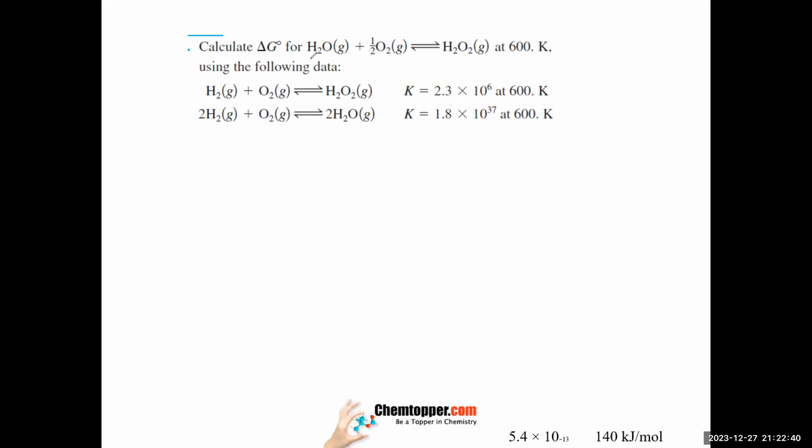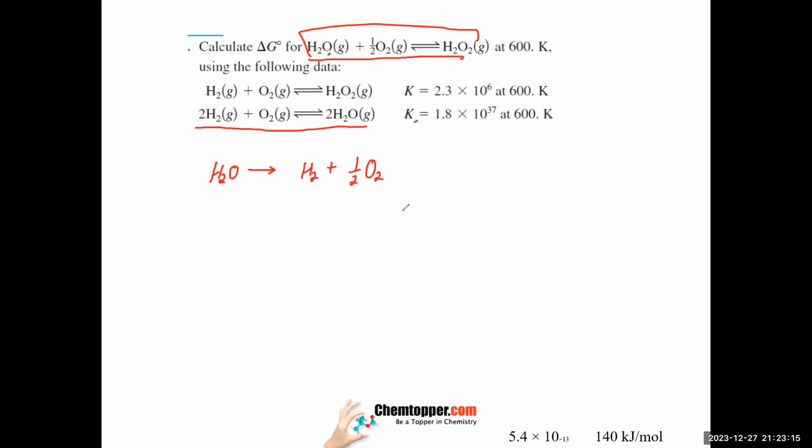This is the overall reaction. How can I get this reaction from this data? What do you need to do? You need to reverse this equation and divide by 2. Reverse this, H2O, giving you H2 and half O2.